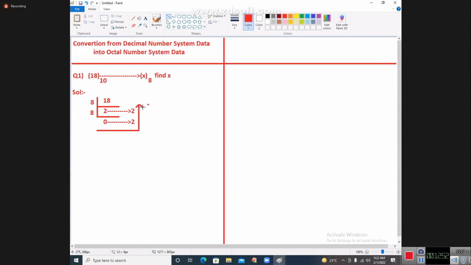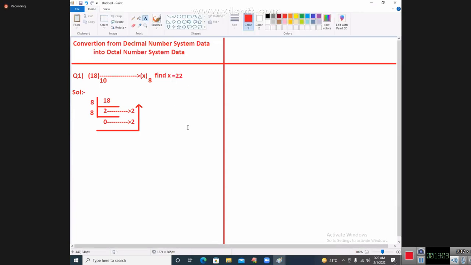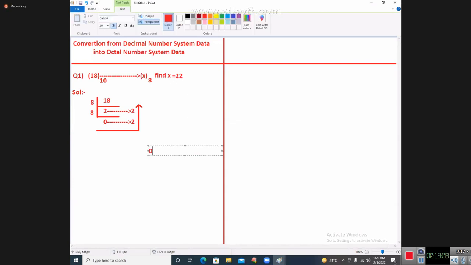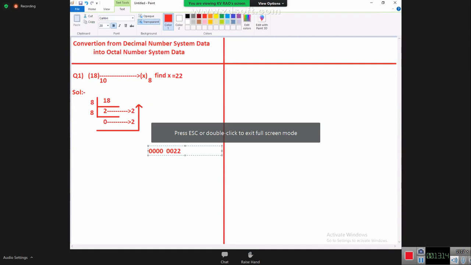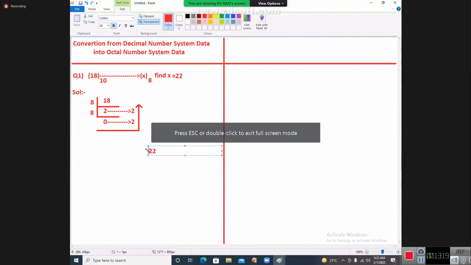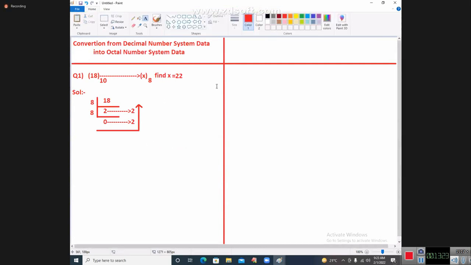Coming to this point, here I am writing something like this. What am I writing here? Here x is equal to 22. Octal 22, 0 on the left side, 0 22. I can also write 0 0 0 0 0 2 2 before that, but these are not necessary to write. Just 22 I can write.